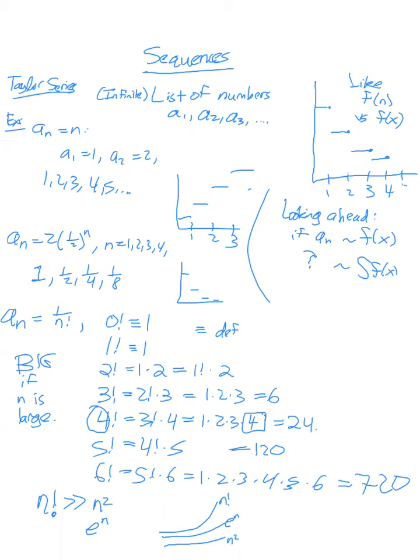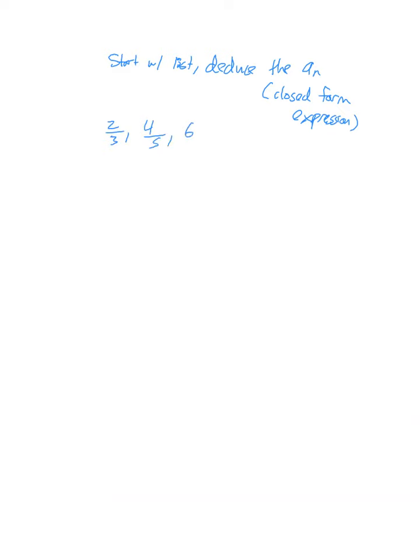The last thing I will do in this video is go do the reverse. So if I start with a list, let's see if we can deduce the an, the closed form expression. So here's the list. The list is 2/3, 4/5, 6/7, 8/9, and it repeats as such. It doesn't actually tell you what the rest of these are. You have to guess the pattern.